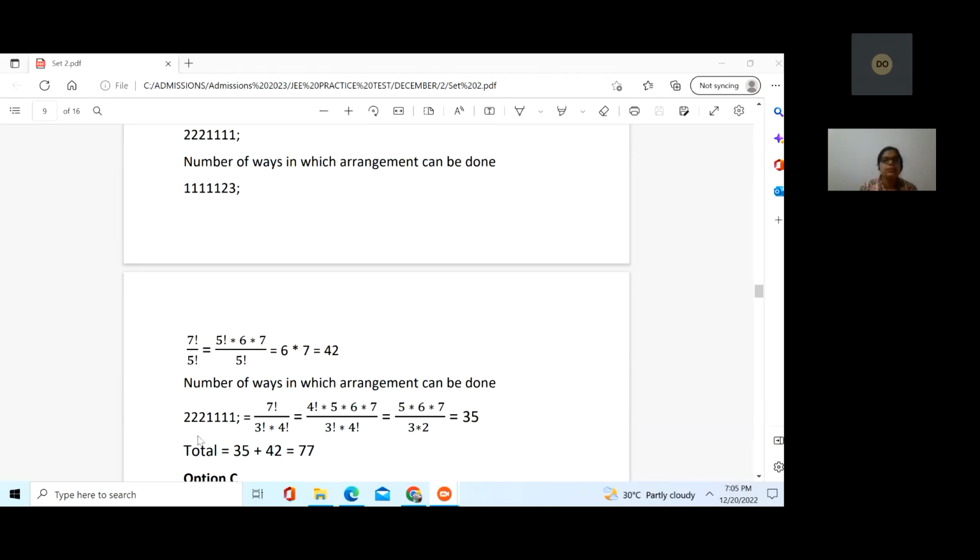Now the second option is this, which you have selected. So here we'll have 4 times 1 and 3 times 2. So it will be 7 factorial divided by 4 factorial into 3 factorial. Once you solve this, in the second arrangement you get the number of ways as 35. So what will be the total number of ways of arrangement? It will be 35 plus 42, which is equal to 77.